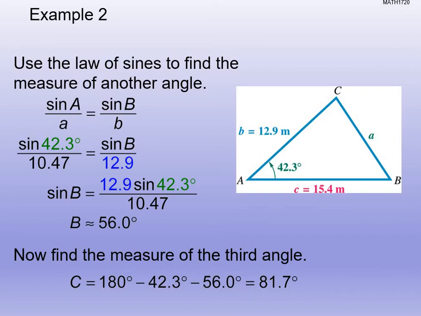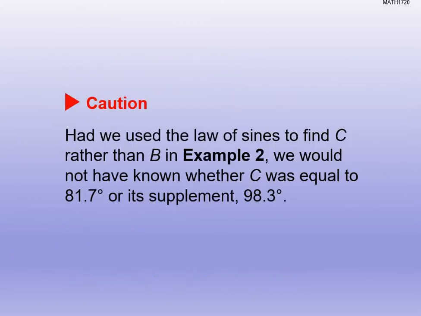81.7 is the largest angle, and it is across from the largest side. The smallest angle is 42.3. It's across from the smallest side length that we calculated, which was 10.47. All right, and B is in the middle. So this triangle is true, and we were able to calculate everything for it.